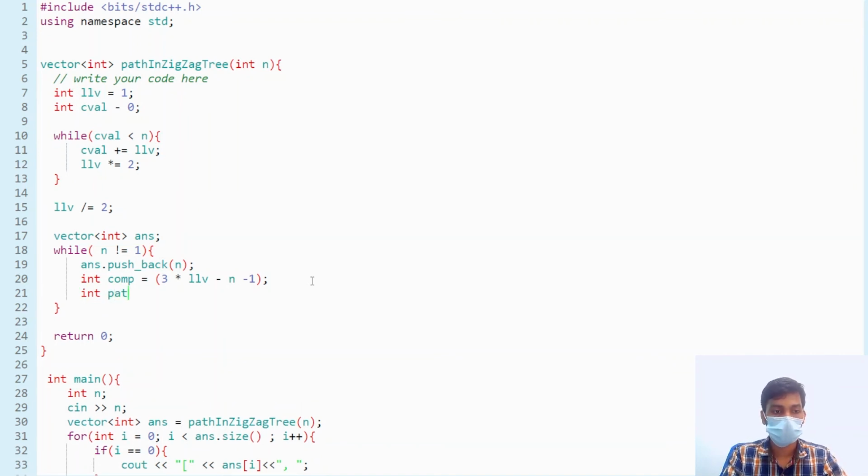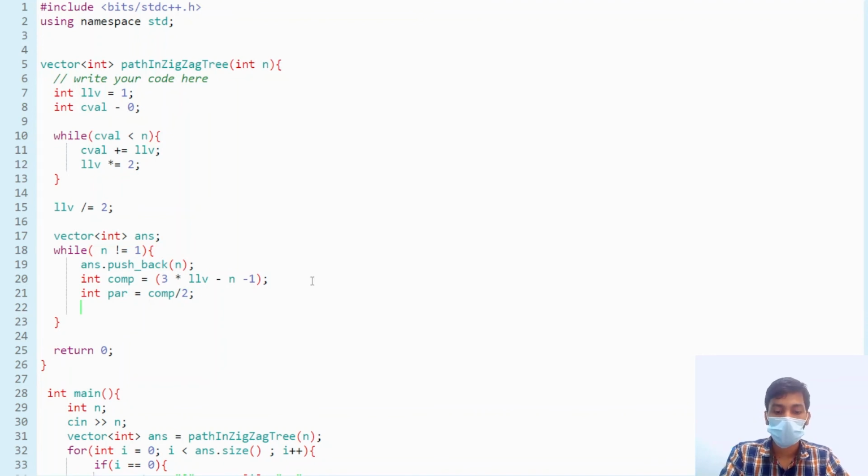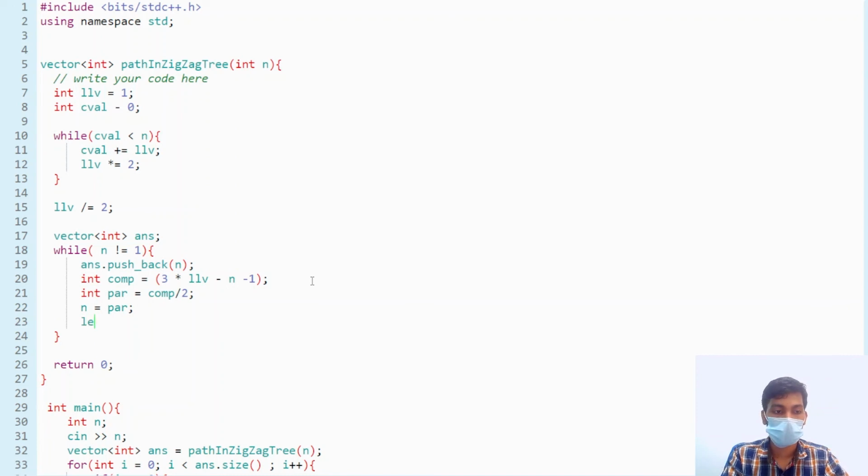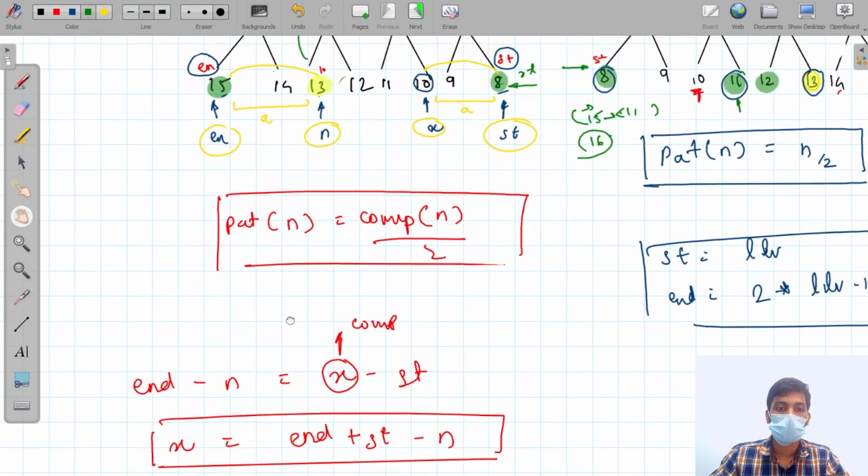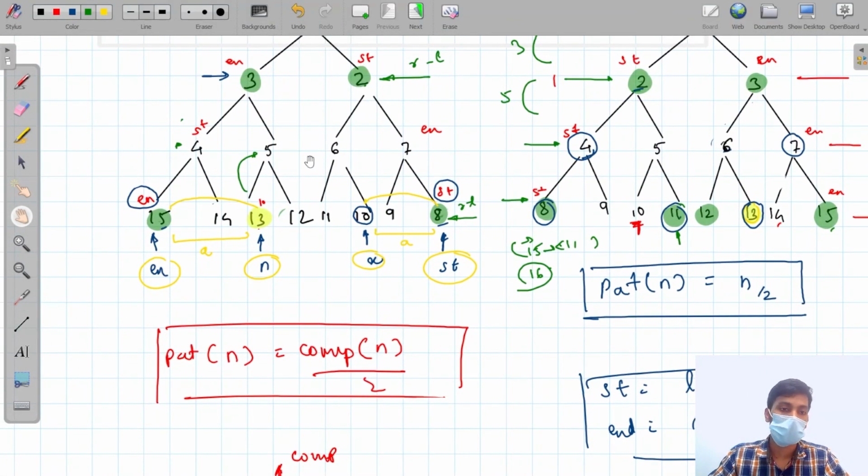Now the parent of this, let's name it as pr. Parent is going to be nothing but this comp by 2, right? Now n is going to be this parent, and our last level value is also going to be decreased by 2. This means that first we are able to find the parent of 13. Now we are going to take n here, and find the parent for 5.